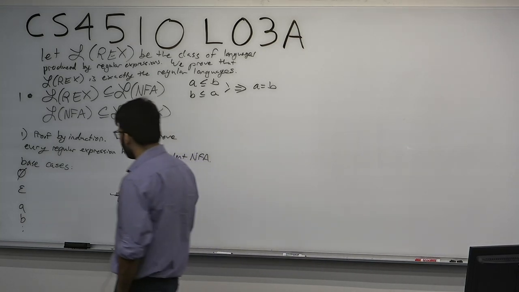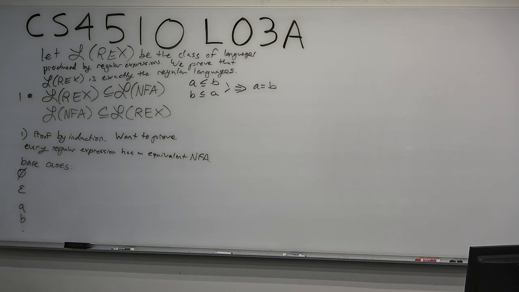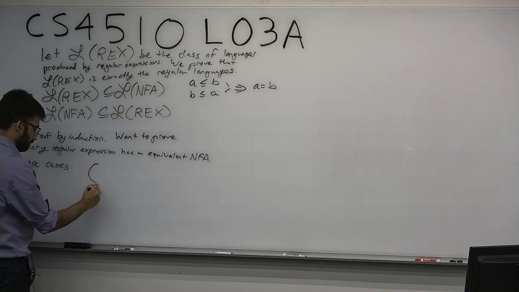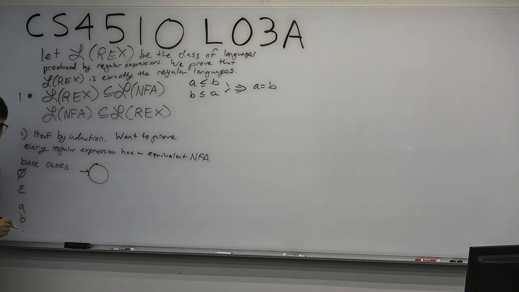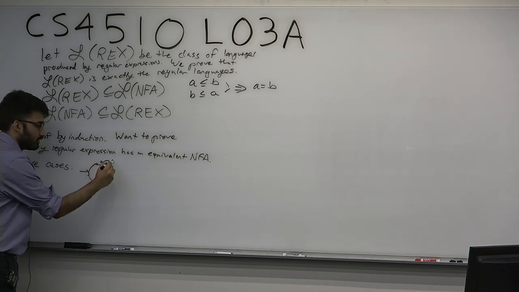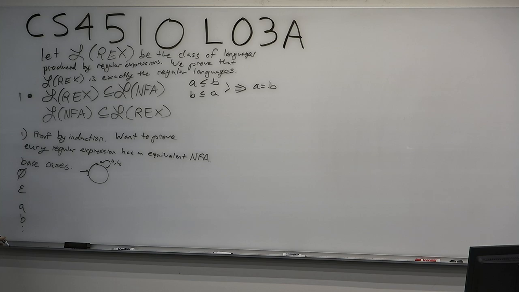What is an NFA for the empty set? It's just a circle, and then it always rejects. That decides the empty set. There are no accept states, and since it's an NFA, we don't even have to fully define it. We could do a DFA for this one too, right? It's going to reject all strings, so this correctly is an NFA for the empty set.